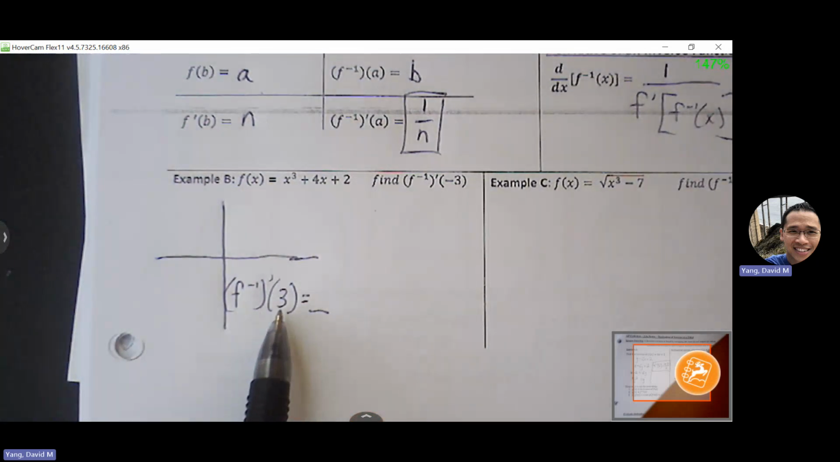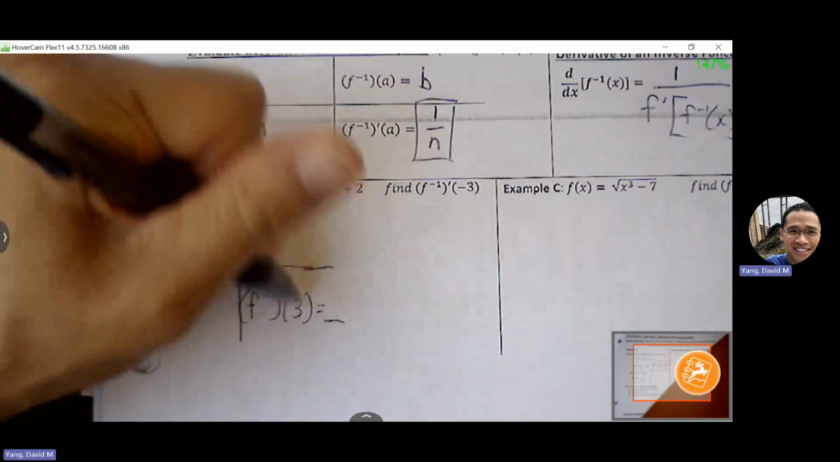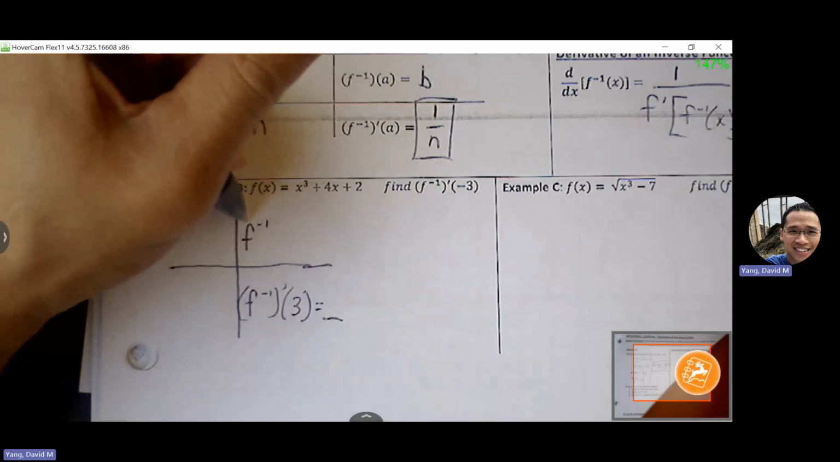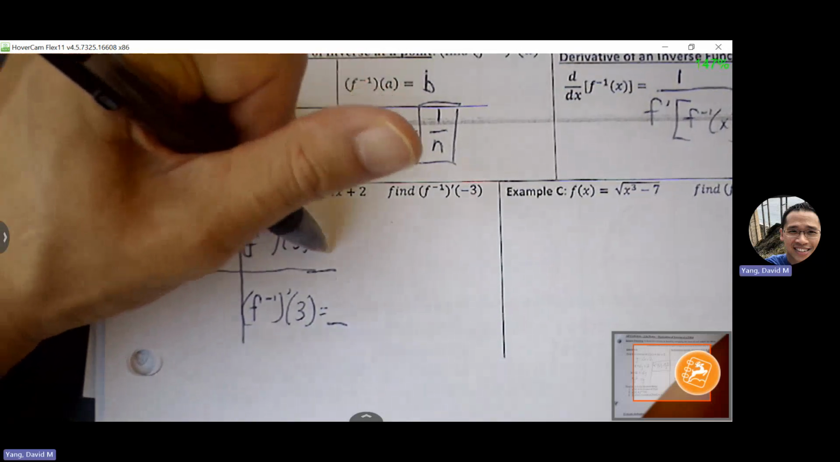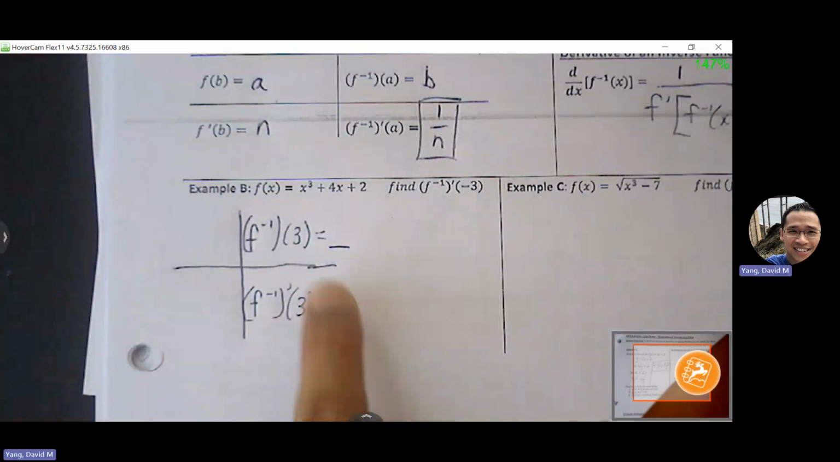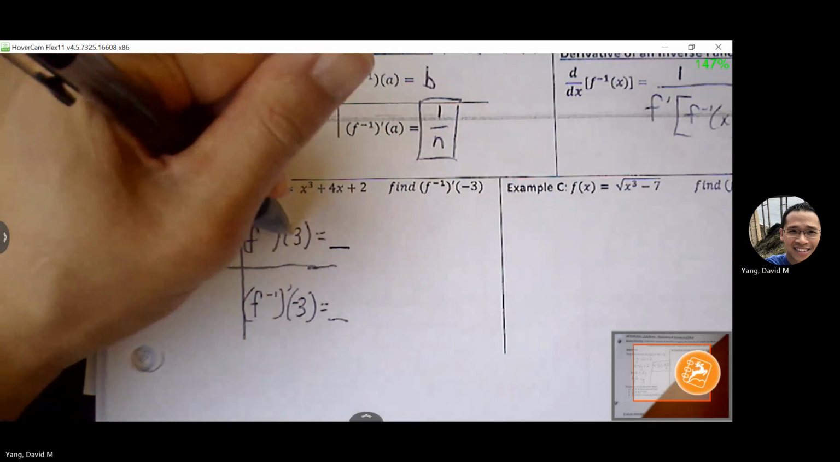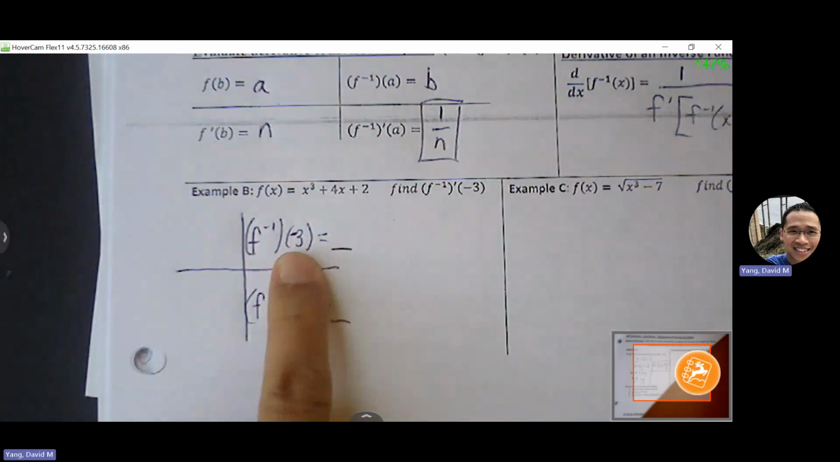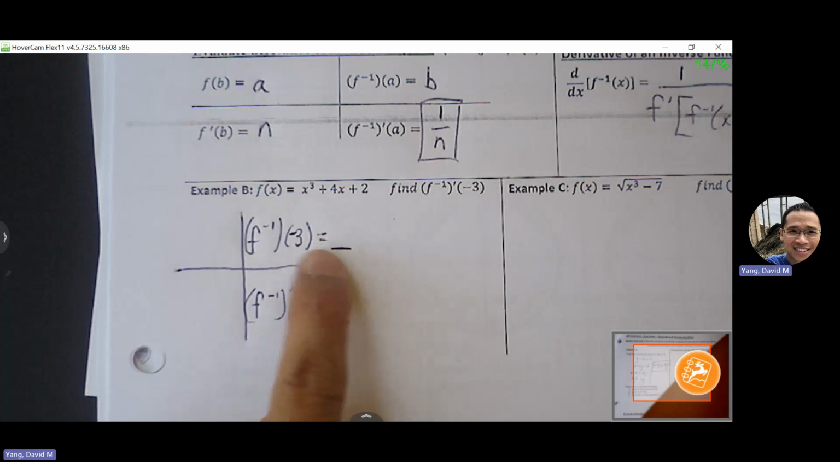Now, this is the x value of my inverse function, right? So I'm going to put my inverse function above. This is the derivative side. This is just the ordered pair side. Now, this is asking for the slope. I'm looking for -3. I miscopied. We know -3 is the x value of my inverse, but right now, do I know the y value of my inverse? Not yet, right?